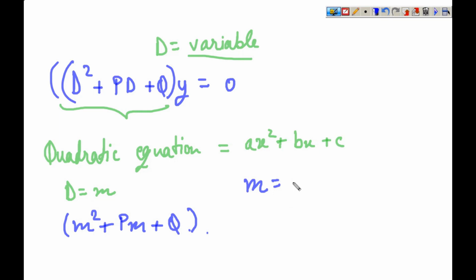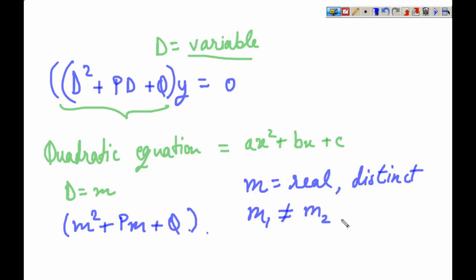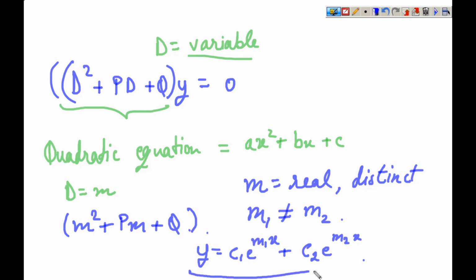If they are real numbers and distinct, so they are different from each other, m1 is not equal to m2. So when m1 is not equal to m2 and both are real, then the general solution of the original differential equation comes out to be y equals c1e^(m1x) plus c2e^(m2x). So this is the general solution of the original differential equation.